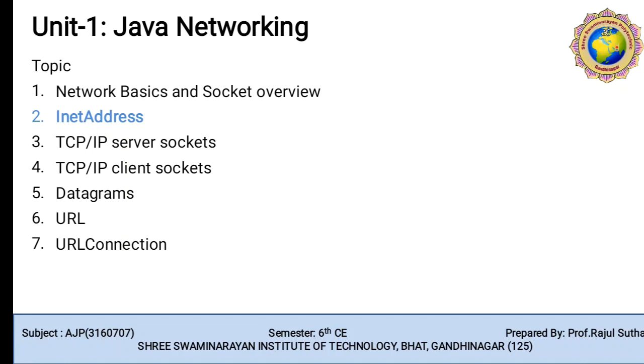InetAddress. So the second point is InetAddress. What do we mean by InetAddress? We are all familiar: InetAddress is nothing but the internet address. An internet address is the number that uniquely identifies each computer on the internet. There are two internet addressing schemes: IPv4 is 32-bit values and IPv6 is 128-bit values.